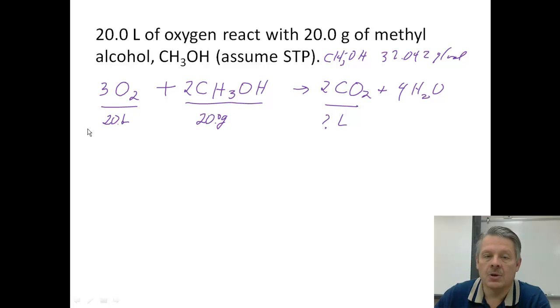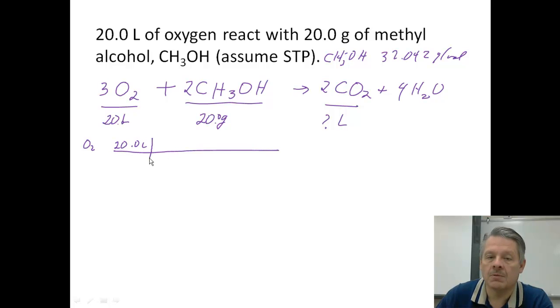Right. So let's go ahead and do this problem. We're going to start with oxygen first. And we start with 20.0 liters. And we have to convert from liters of O2 to moles of O2. And then from moles of O2, we have to go to our target, which in our case is moles of CO2, because that's what we were asked in the problem. And then we go from moles of CO2 to liters of CO2.